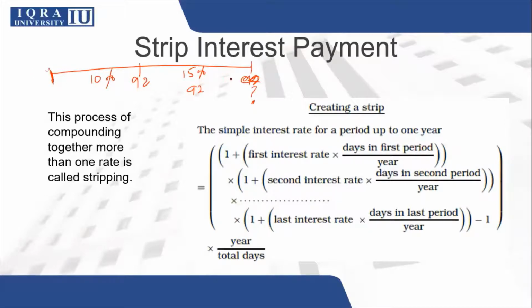This is called the process of stripping, and you can see over here that this is the formula, the simple interest rate for a period up to 1 year. So for that, what you can do is 1 plus the first interest rate, which is 10%, times the days in the first period, which were 92, divided by the number of days in the year. Then multiply it by 1 plus the second interest rate, which was 15%, times days in the second period, which was again 92, divided by the number of days in the year, and so on. You can keep on doing that. So let's look at an example of how this is done. And once you're done with this, you also need to multiply it by year divided by total days.